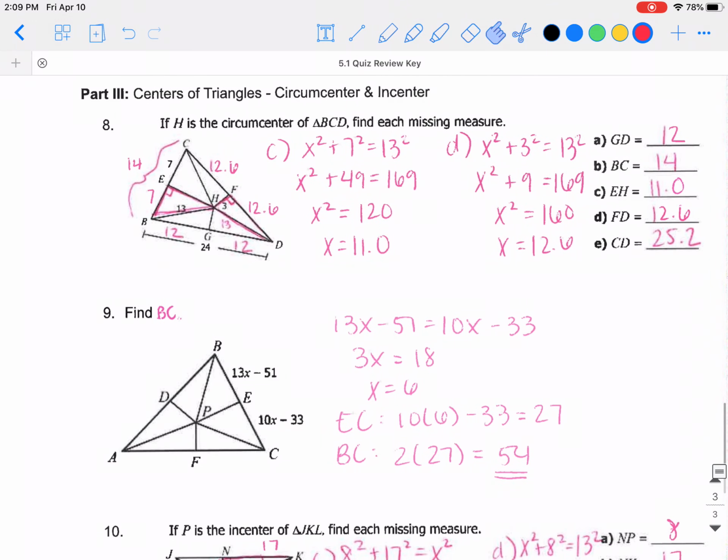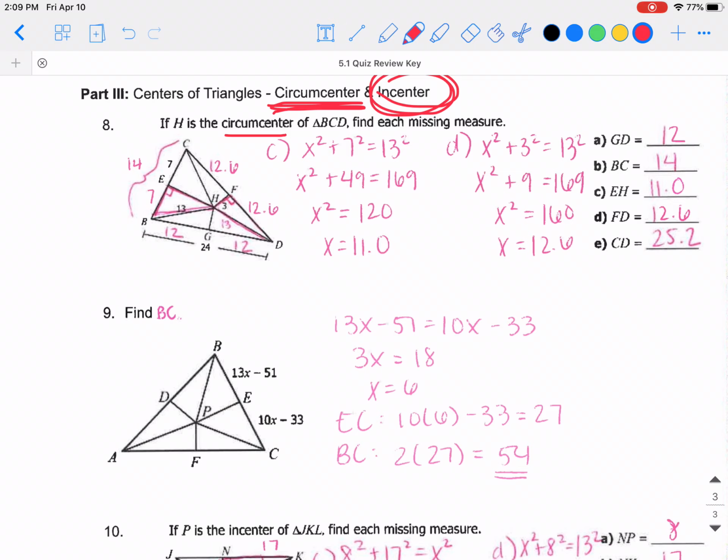Now, centers of triangles, circumcenter and incenter. The circumcenter, remember, represents our perpendicular bisectors, and the incenter represents our angle bisectors. So for number 8, if H is the circumcenter of triangle BCD, find each missing measure.